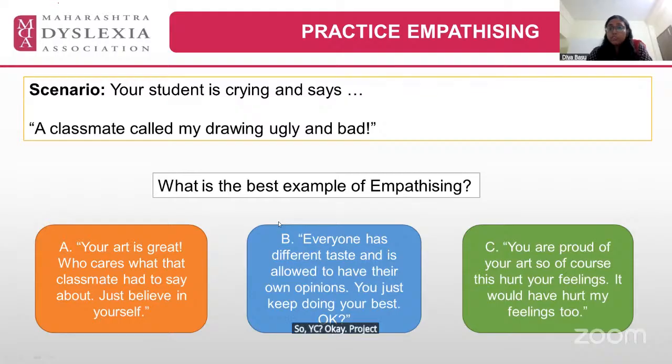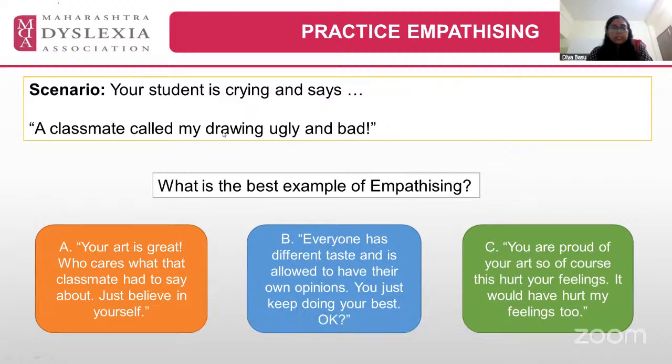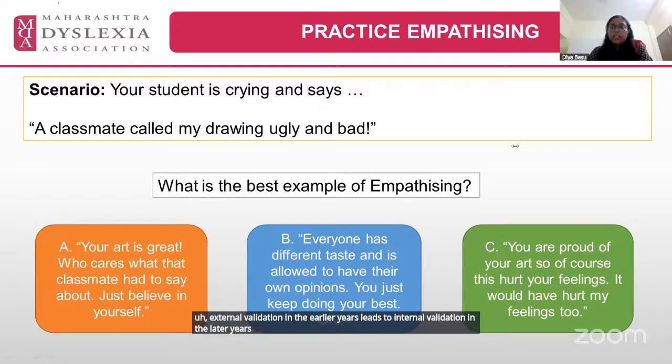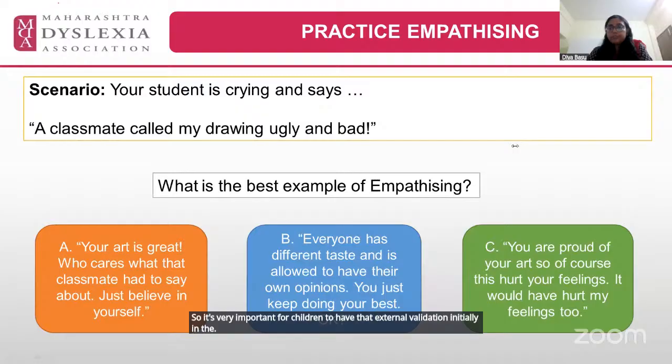Prajakta is saying addressing the emotion of the child. Very good. And over here, what is the emotion? What hurt the child over here? The child was obviously happy with the drawing, right? They were not expecting the drawing to be called ugly and bad. Chinmay Krishna is saying, C is encouraging internal validation rather than external validation. Very good. I haven't spoken about this yet, but validation is internal and external. External validation in the earlier years leads to internal validation in the later years. Remember that. So it's very important for children to have that external validation initially in the earlier years.